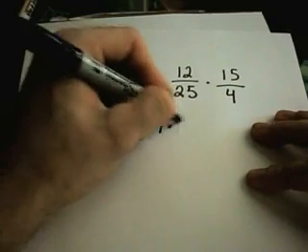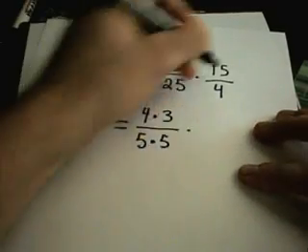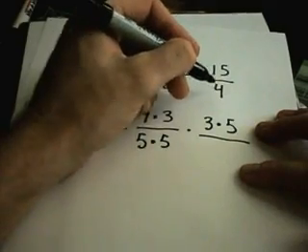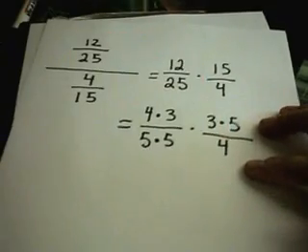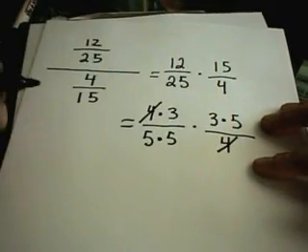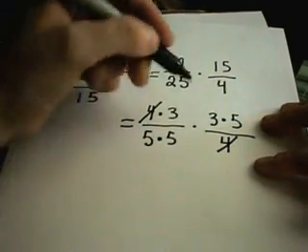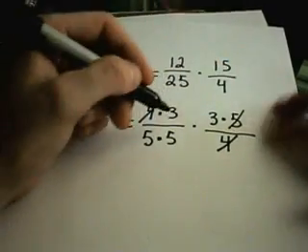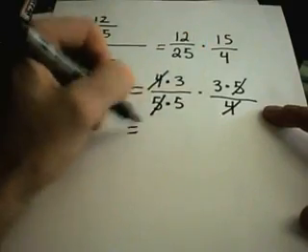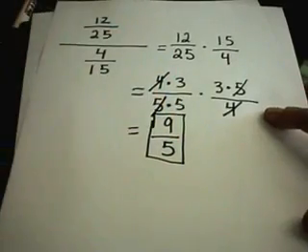So notice I can write 12 as 4 times 3. I can write 25 as 5 times 5. I can write 15 as 3 times 5. And since I see a 4 on top, I'm just going to leave it as 4. And okay, I see a 4 on top. I can cancel that out with the 4 in the bottom. I see a 3 on top, but I don't see any 3's in the bottom, so I can't do anything with that. However, I do see a 5 on top. I can cancel 1 5 out in the numerator with 1 5 in the denominator. I'm left with 3 times 3 on top, and I'm left with just a 5 in the denominator, and that'll be my answer.